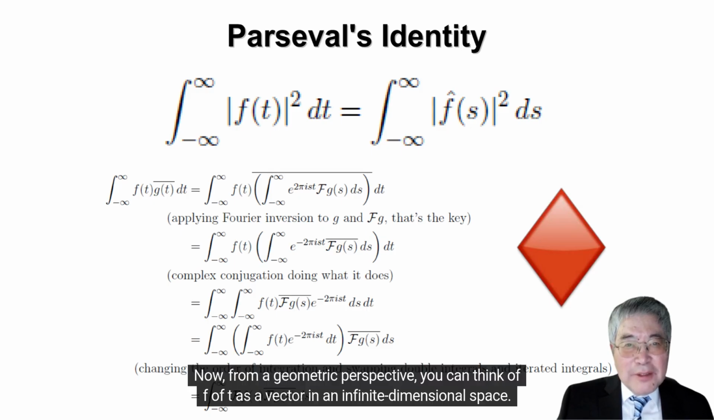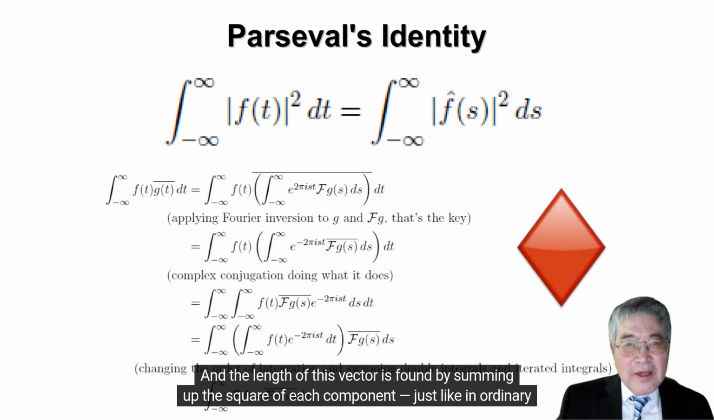Now, from a geometric perspective, you can think of f of t as a vector in an infinite dimensional space. That sounds abstract, but it's just like a regular vector, except with infinitely many components. And the length of this vector is found by summing up the square of each component, just like in ordinary geometry.